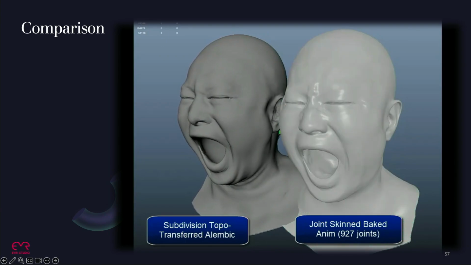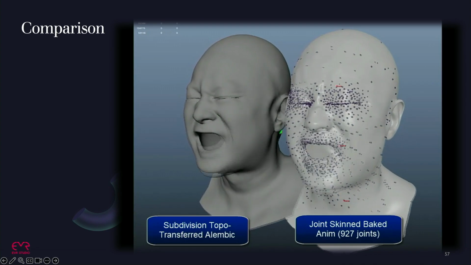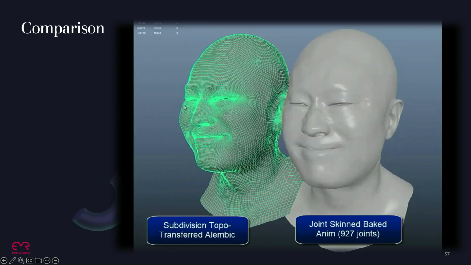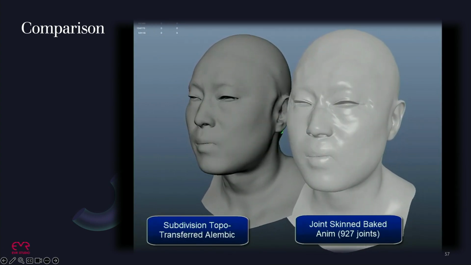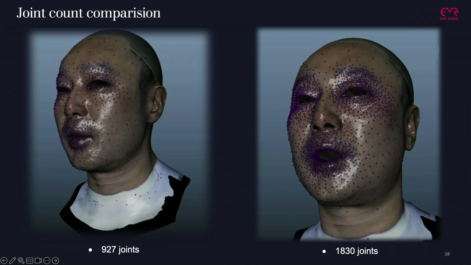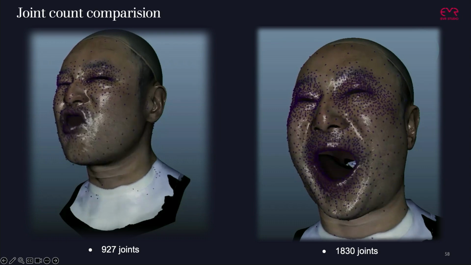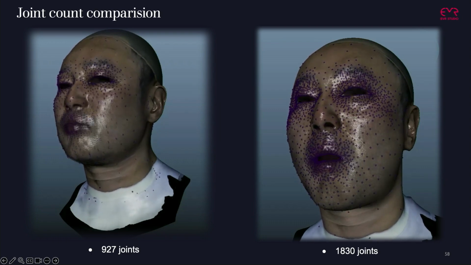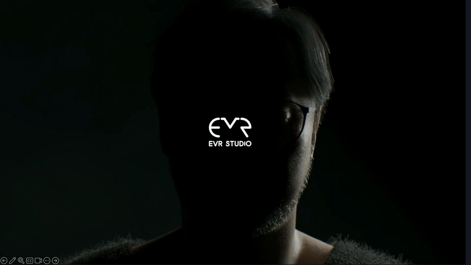Here is a result of how the joint skin mesh compares to the original Alembic file. And how increasing the number of joints results compared to the relatively low joint count. 927 joints on the left and 1,830 joints on the right. And finally, here is how everything turned out running the asset in Unreal Engine.